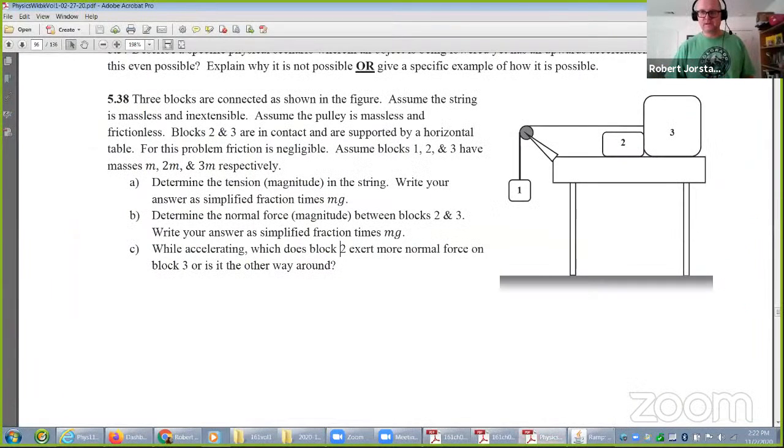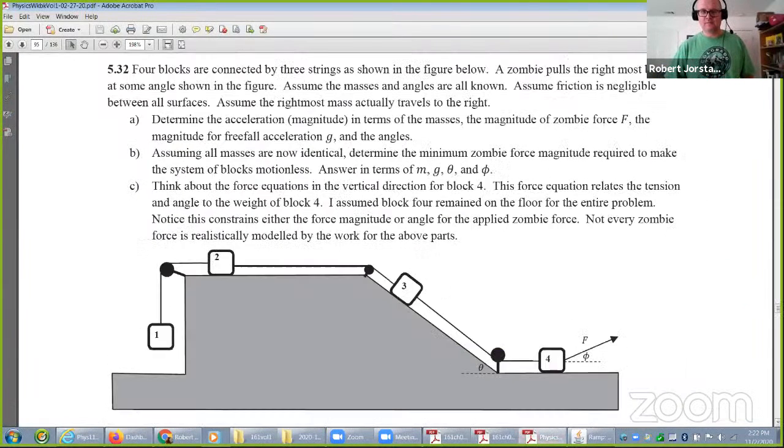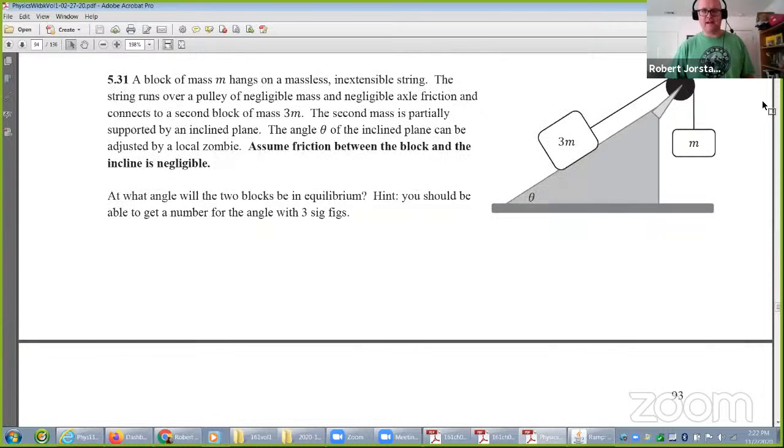So this live stream is going to be very similar to the one I did earlier. So if you already watched it earlier, it's not going to be that much different, just because I picked out a couple of problems I thought were pretty good. And we're going to start right here at 5.31. I believe this is on page 92. Okay.